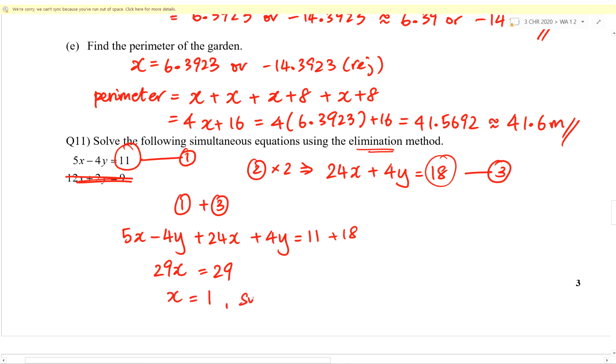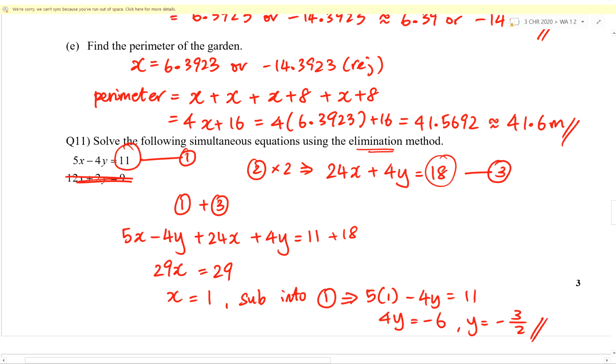Now you can choose to substitute into either equation 1, equation 2, or equation number 3. So let us substitute this into equation number 1, which means that 5 times 1 plus negative 4y is 11. So 4y gives us a value of negative 6, y equals negative 3 over 2. So these are our answers for x and for y.